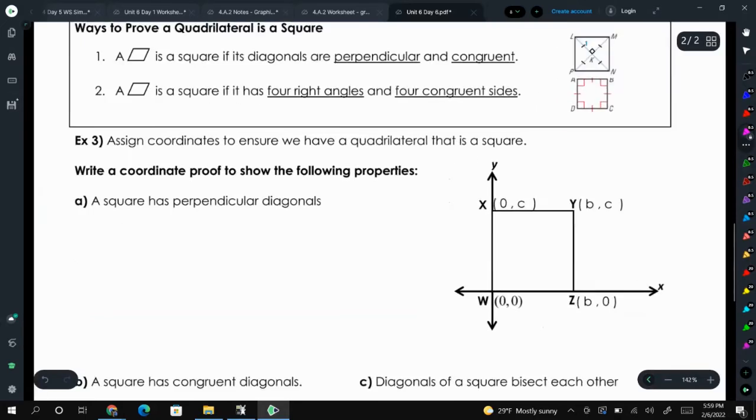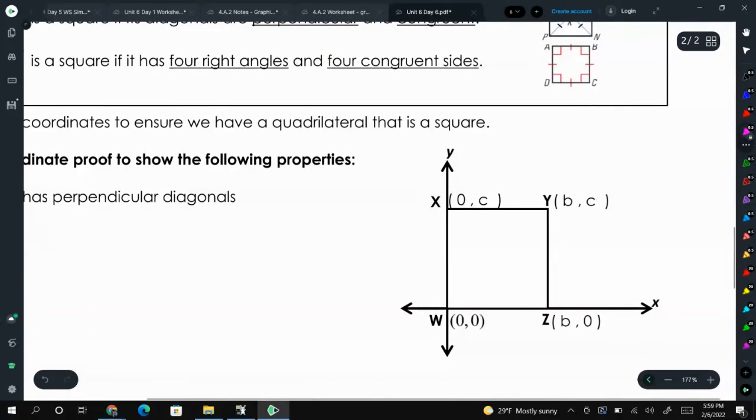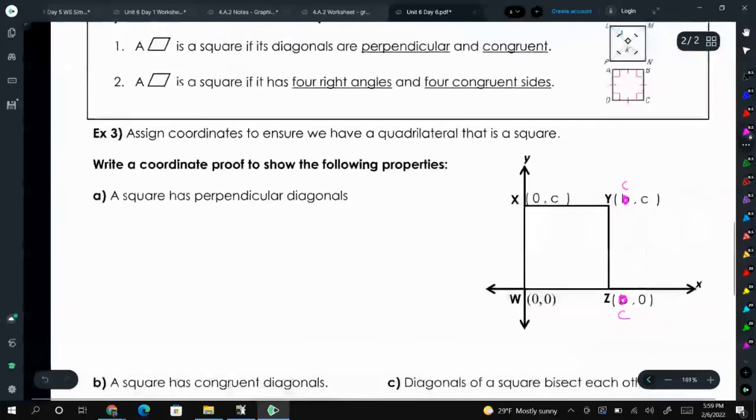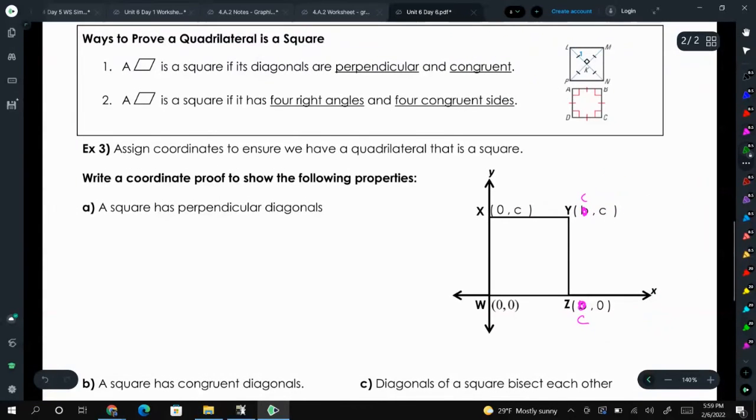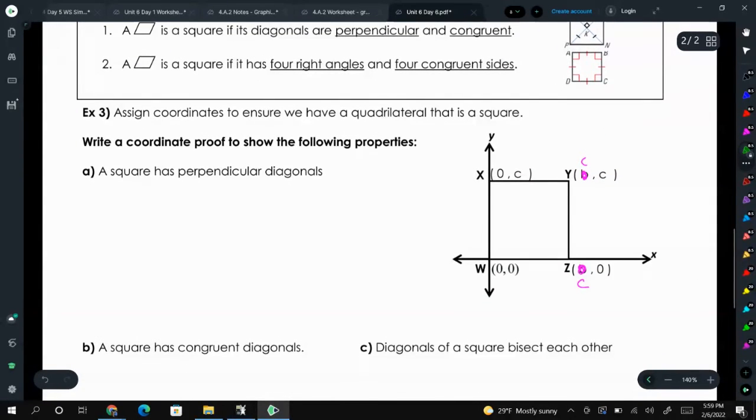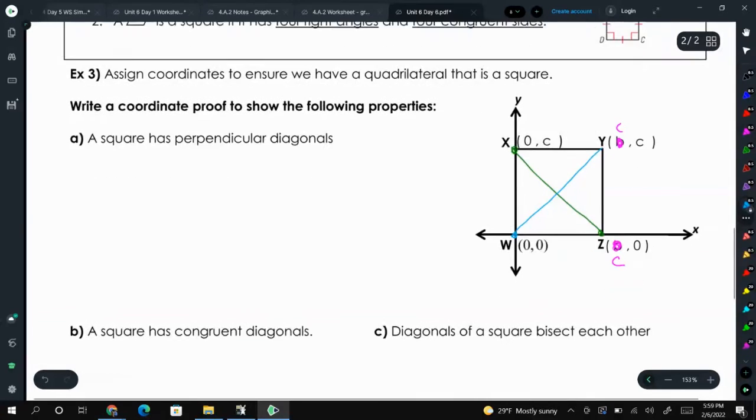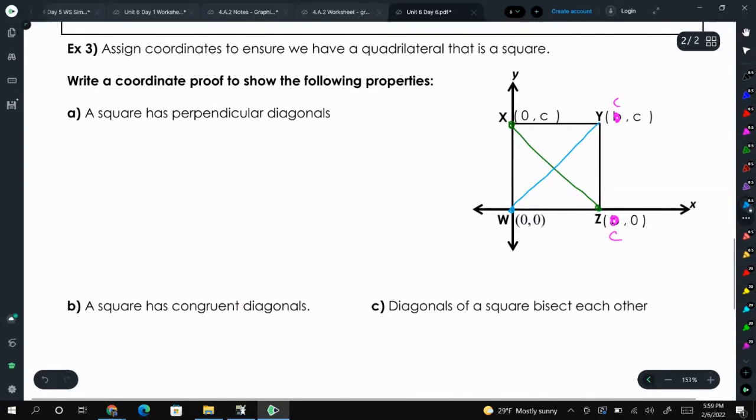Now, on this page, when we have a square, we have a few more misprints to fix. This should be c comma c and c comma 0, because in a square, all the sides should be the same. So we're going to prove that this is a square by finding the length, the midpoint, and the slope of each diagonal and compare them.